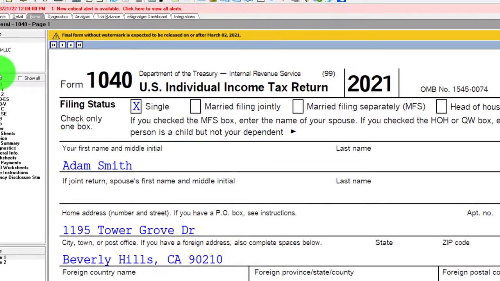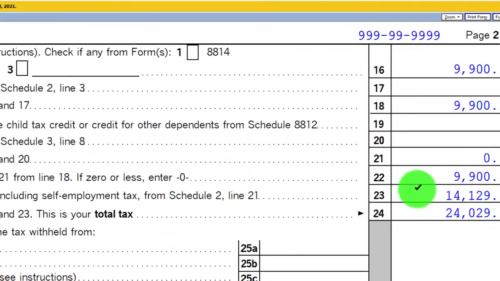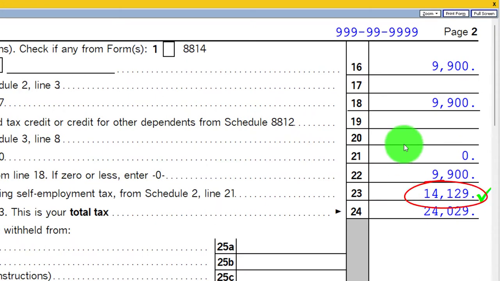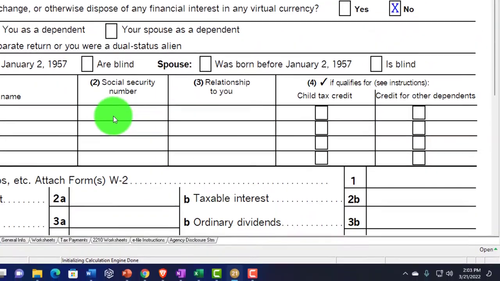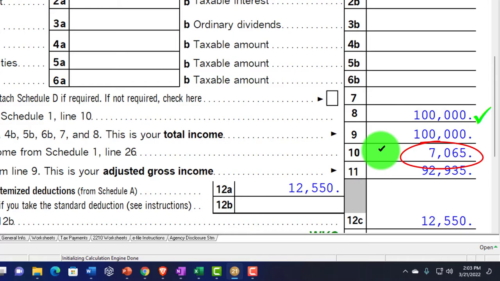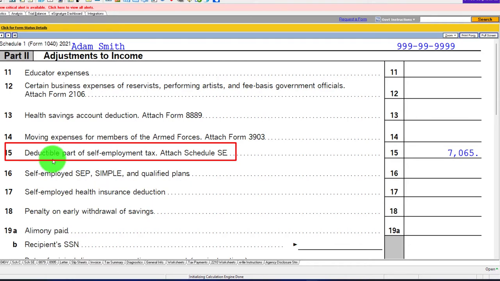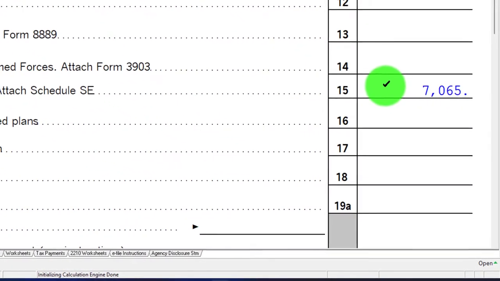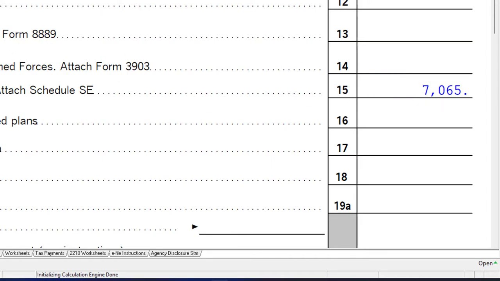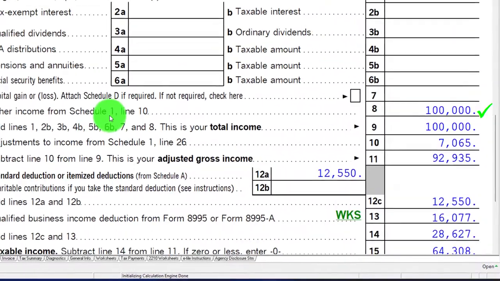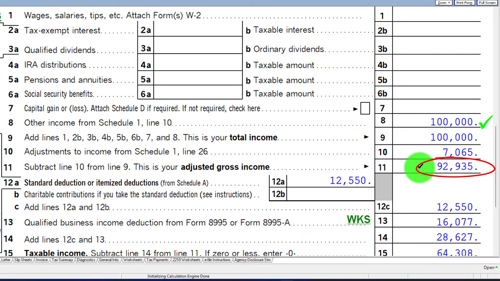That pulls into the Form 1040, page number 2. And this other tax area, in addition to the income tax, which is the 9,900, also, we get half of that tax as a deduction. So if I jump back on over then to the first page, we've got this adjustment here on line number 10. That comes from Schedule 1, line number 2. And so there is the deduction that we're taking of the 7,065, half of the self-employment tax. If I go back then to the 1040, that gets us down to the 92,935 for the adjusted gross income.